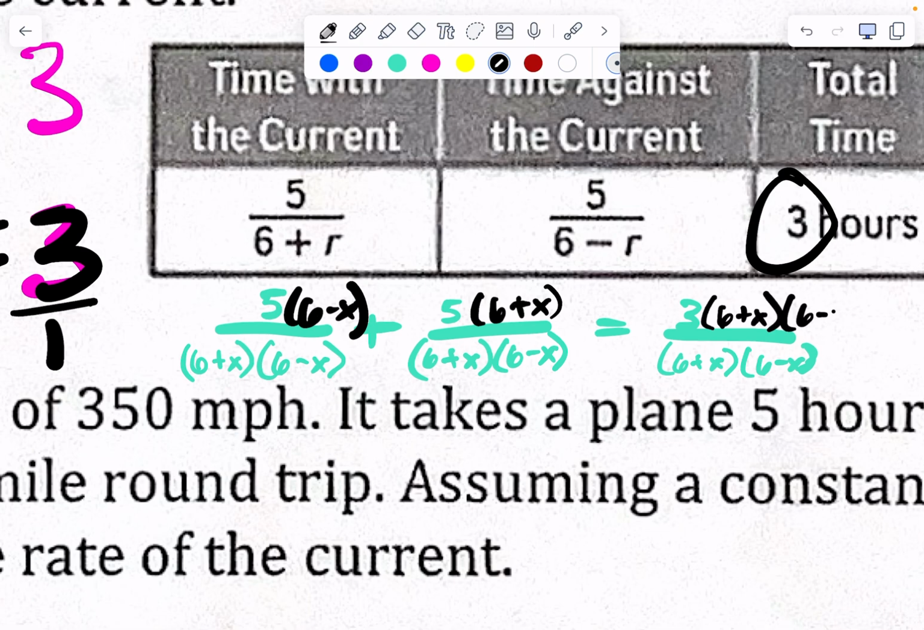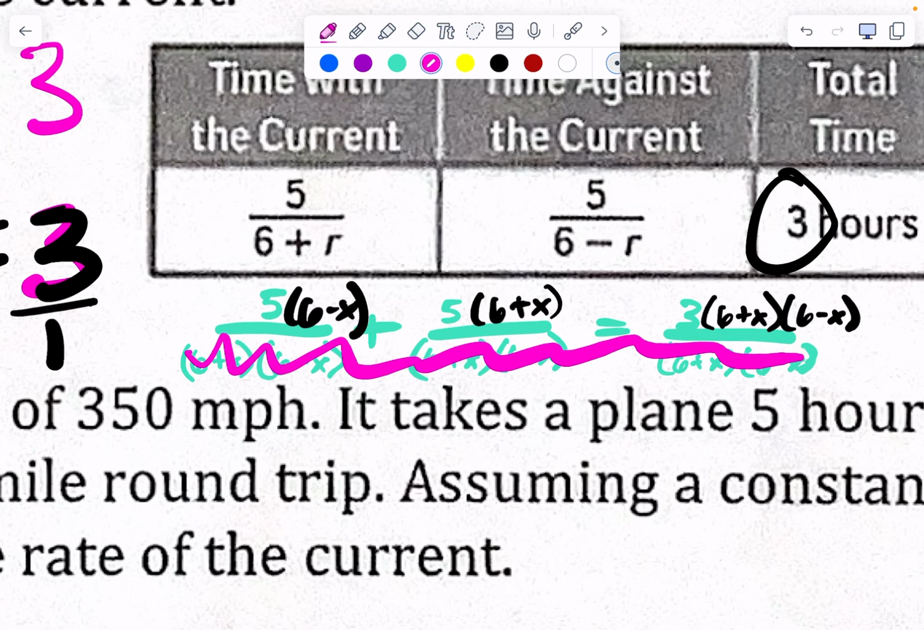Okay, there's those two. All right, now, are you ready? This is my favorite part of the whole thing. Because we have an equal sign, the bottom goes away. It's gone.